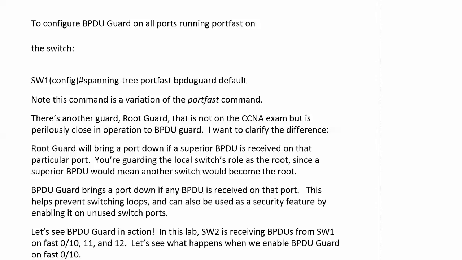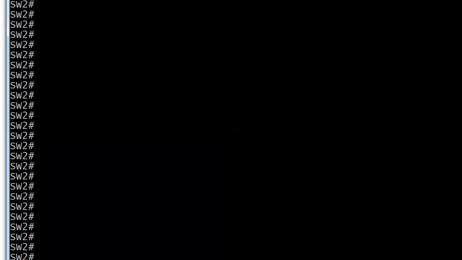BPDU Guard, though, is going to bring a port down if any BPDU comes in. That helps prevent switching loops, and there are other uses for it, one being a security feature. You could put it on unused switch ports, and if someone tries to introduce a rogue switch to your network, which has happened, and that port sees BPDUs come in at all, saying, hey, we're not supposed to get those, let's shut that port down. So let's bring the live equipment up and see this in action.